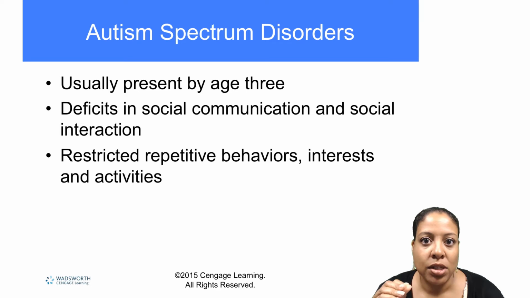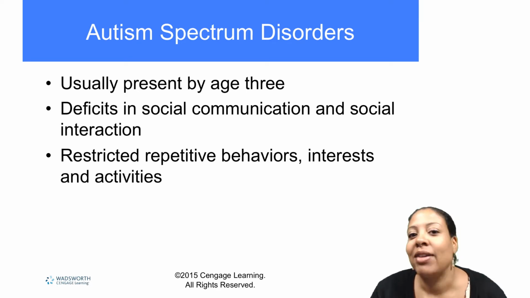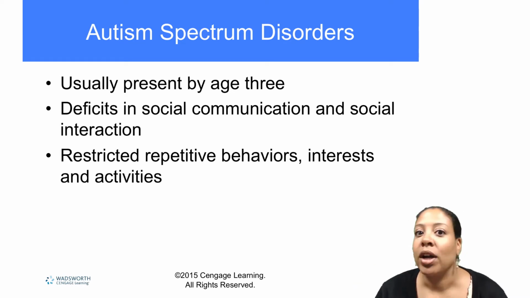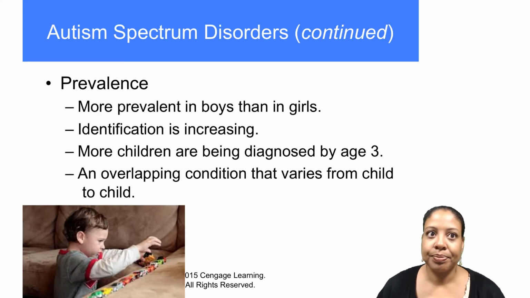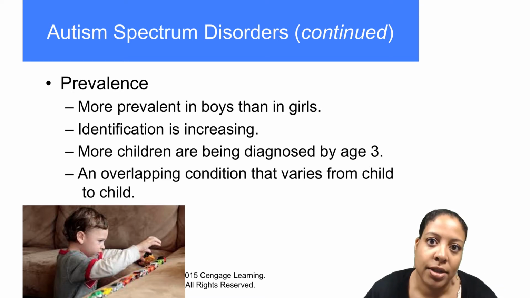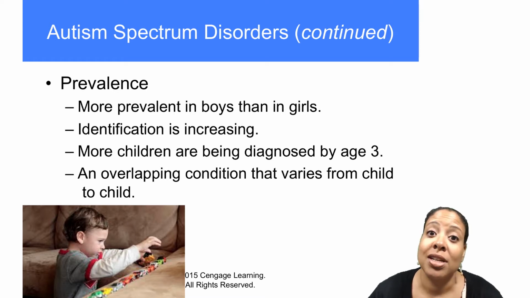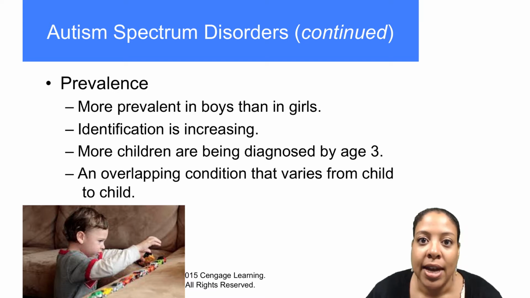So maybe it's cars, maybe it's toy cars. And so you feel like the child has an obsession, an extreme obsession with toy cars, for example. The prevalence of autism: it occurs more in boys than in girls. Identification is increasing over the years. I'm sure you're aware that the occurrence of ASD diagnoses is definitely on the rise.